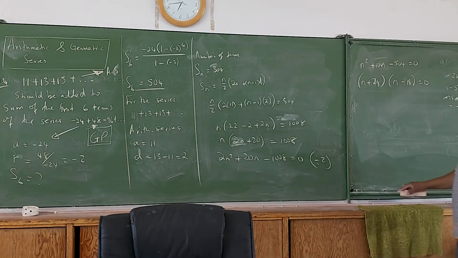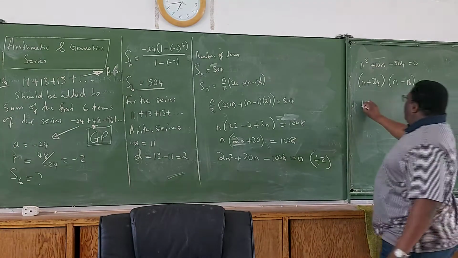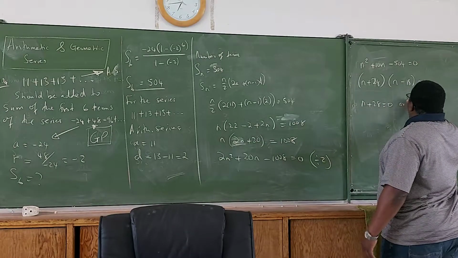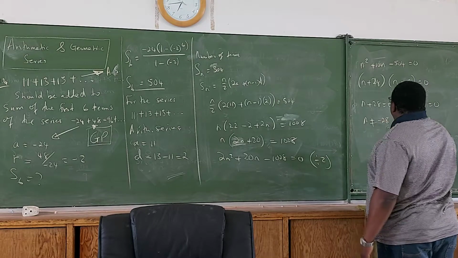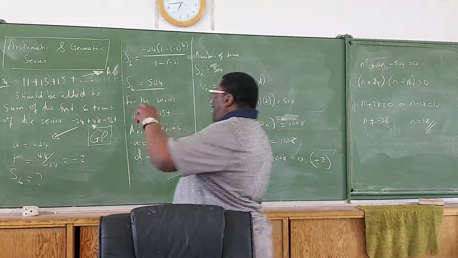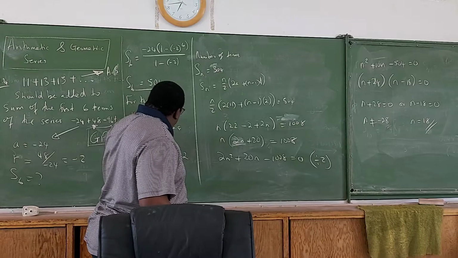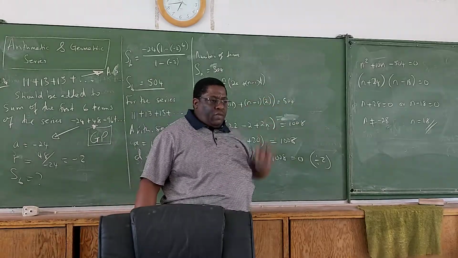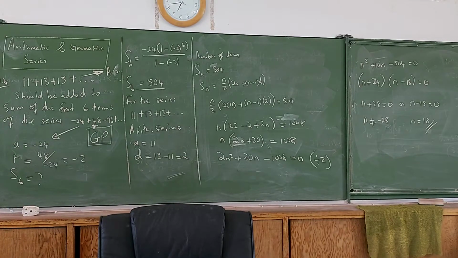Again, feel free to use the quadratic formula or complete the square. Right, n plus 28 should equal 0, or n minus 18 equals 0. n cannot equal negative 28, but n equals 18. So therefore, 18 terms. If you add them here, 9, 11, 13, 15, 17, like this, you're going to get 500. Concept is correct. You understand? That's a very interesting question. That's why I said you should not just run away from this type of question.